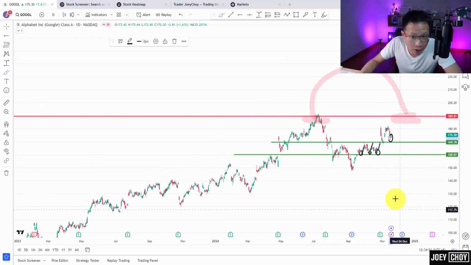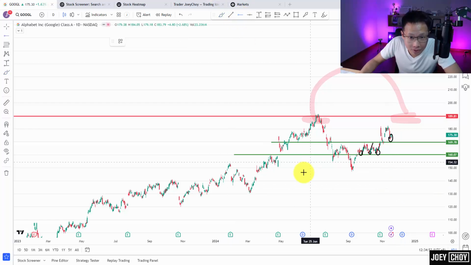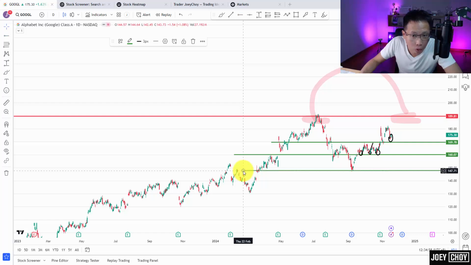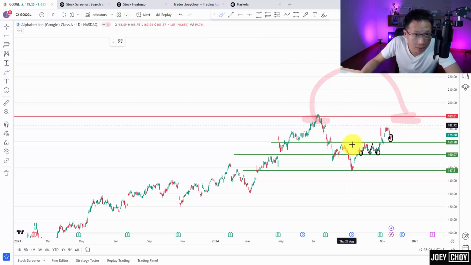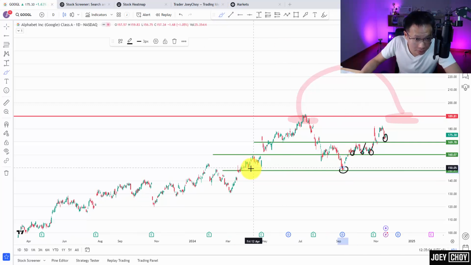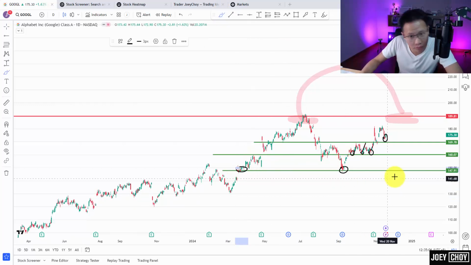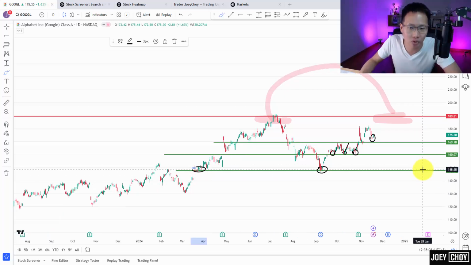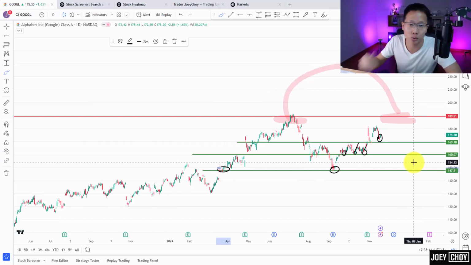All right, so maybe we can draw another support right over here. That would be maybe around the 148 to 150. Why? Because quite obviously we have rebounded from this support level. Look at this, that was where we have stayed above and rebounded as well. So these are the key price levels where potential buying pressure can come back again.